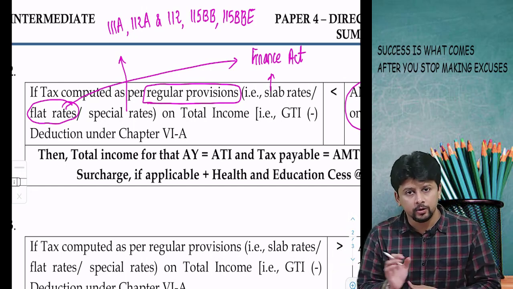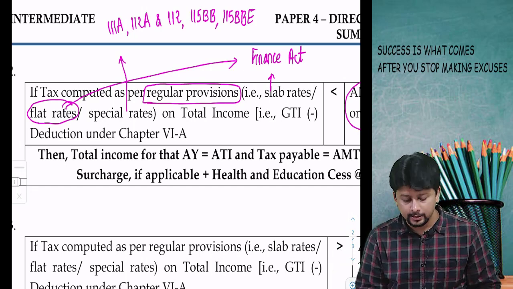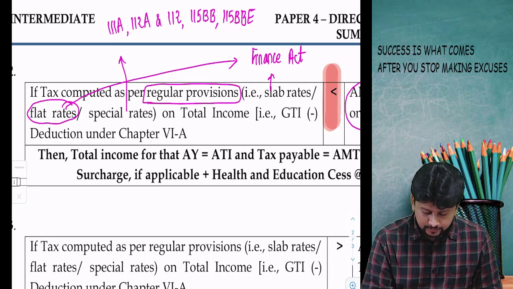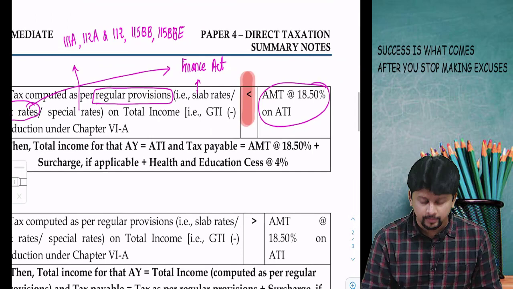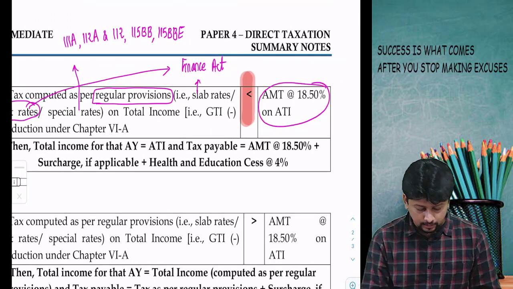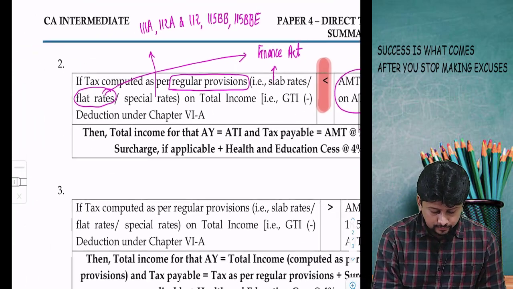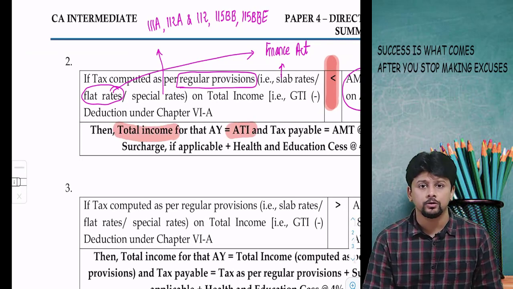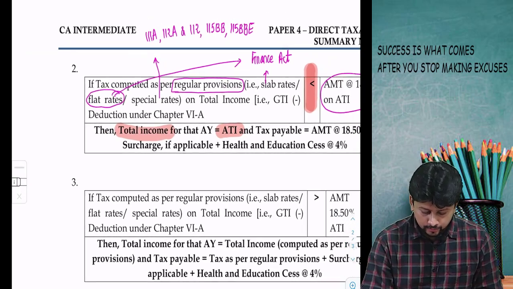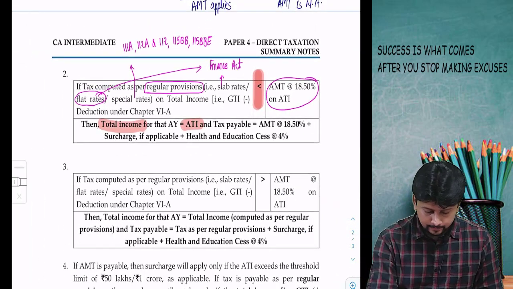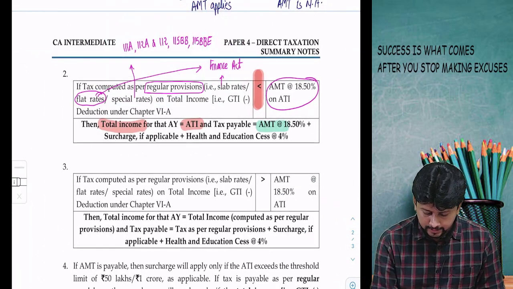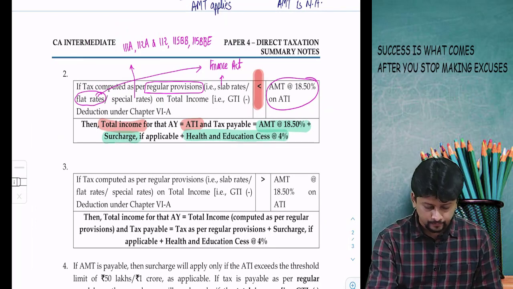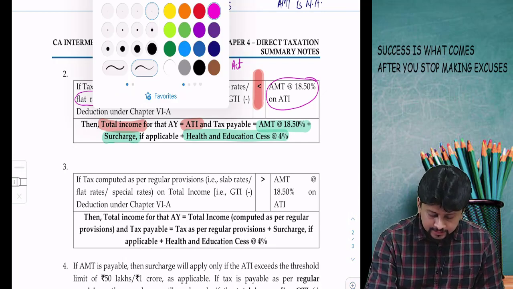Calculate the tax as per the regular provisions on your total income. If that tax is less than the alternate minimum tax, then for that year, whenever you use the word total income, it will be called the adjusted total income, and you will pay your AMT calculated at 18.5% plus surcharge plus health and education cess. Clarification, which is very easy to understand.